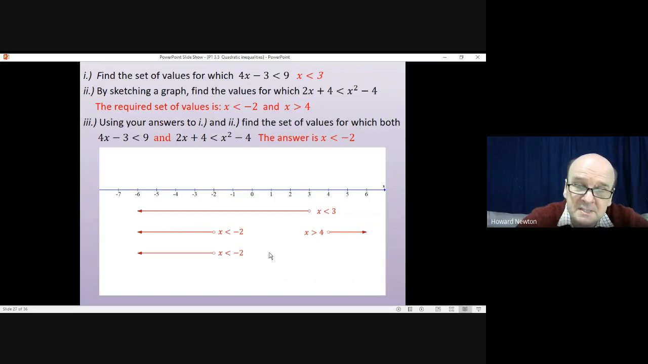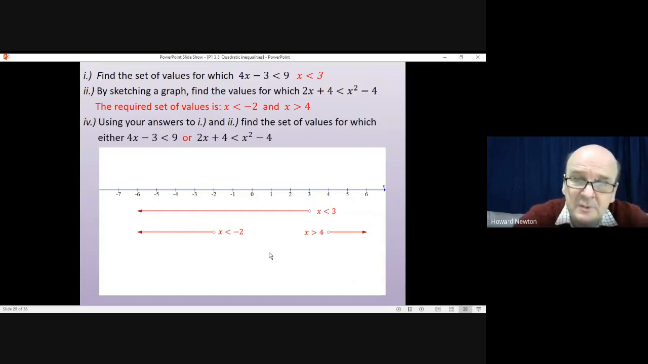Part 4 is asking a subtly different question, but as I said before, the difference does matter. This time it's saying, when is either one inequality true or the other inequality true? Now, what they mean by that is they don't mind which is true. So either the first one can be true, or the second one can be true, or both can be true.